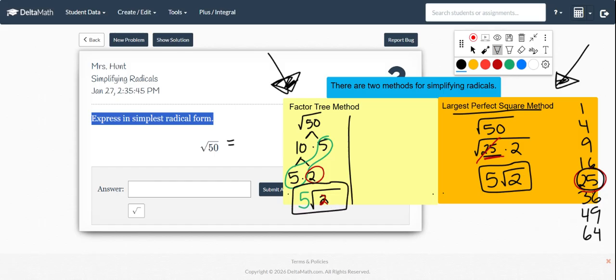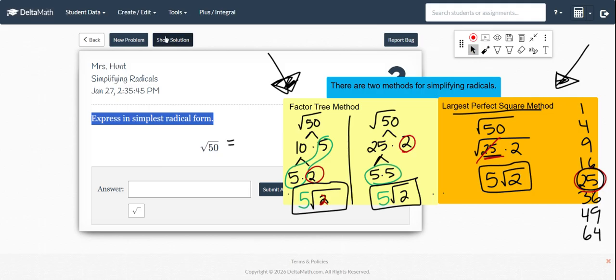Notice the answers are the same. This person chose 10 and 5, though, to factor it down. This person had to choose 25 and 2 in order for that method to work. It is possible for someone to do the factor tree and happen to pick the largest perfect square. And if so, this is what's going to happen. The pairs are going to line up next to each other like this. But at the end of the day, you still get the same answer. One of the 5s comes out, and the 2 stays underneath. Okay, so I hope that clarifies. We're going to do one more.